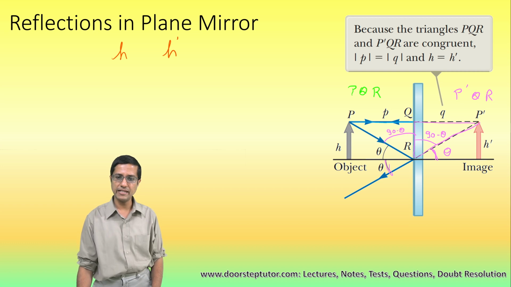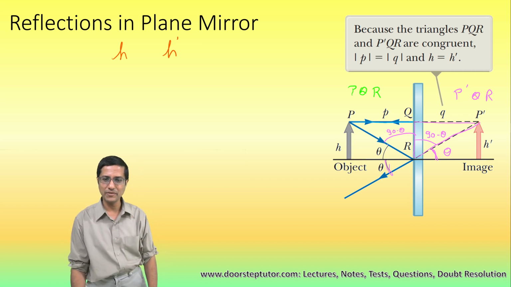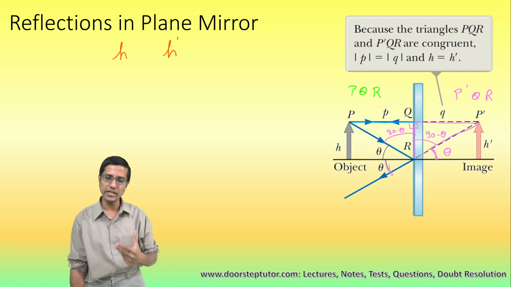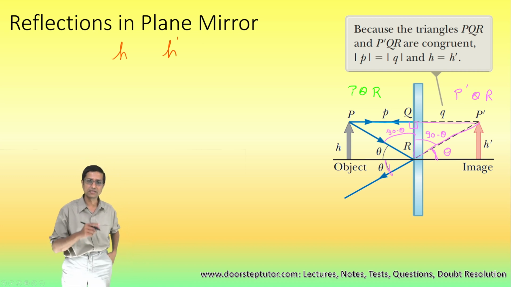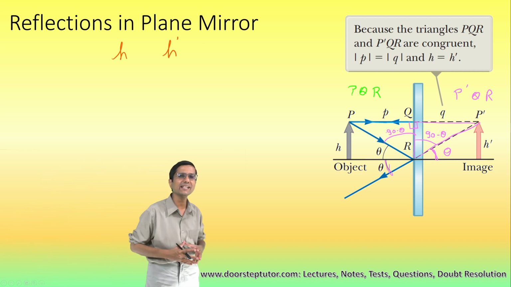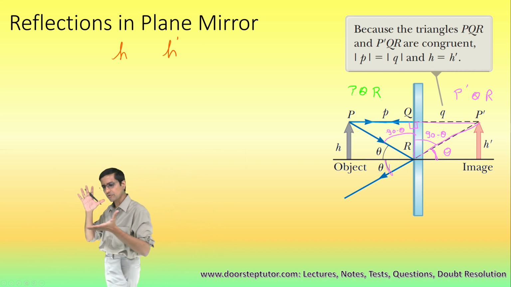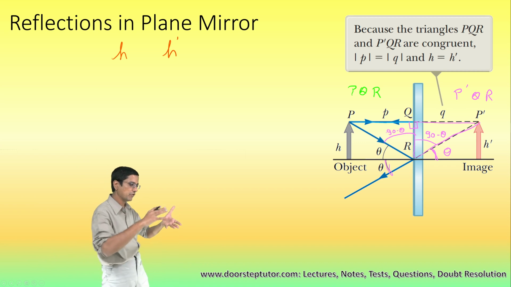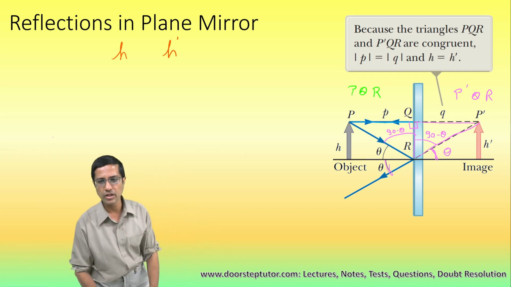Now this side QR is common. This angle and this angle are the same. This angle is the same as this angle, both are 90 degrees, and therefore these two triangles, PQR and P dash QR, are congruent, which means that they are the same triangle. They will just overlap with each other. We can overlap the two triangles. If we cut these pieces, we will be able to overlap these two pieces on top of each other.